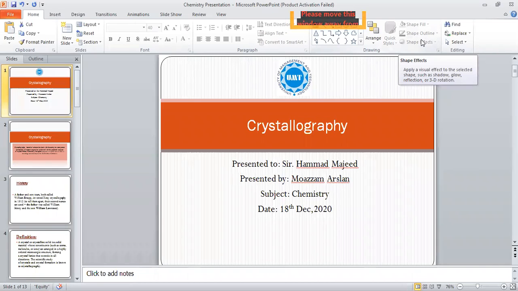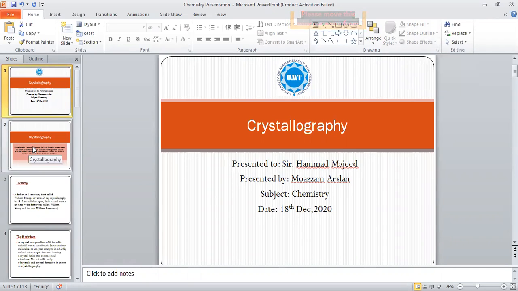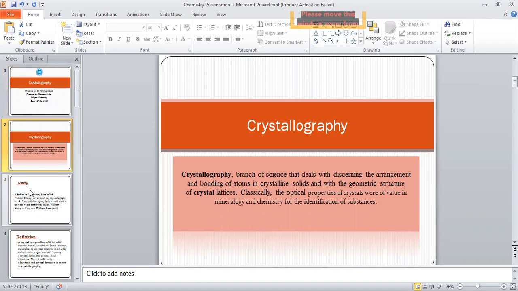My topic is crystallography, which plays a very important role in the field of chemistry. What is the definition of crystallography? Crystallography is the branch of science that deals with discerning the arrangement and bonding of atoms in crystalline solids, with the geometric structure of crystal lattices.